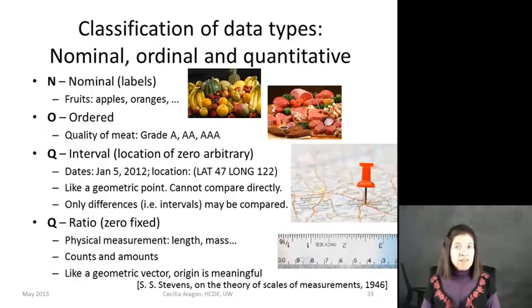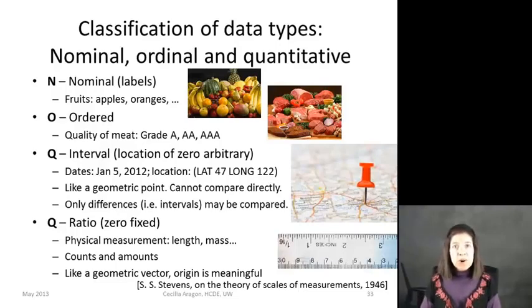Ordinal data has an order associated with it. So for example, the quality of meat might be described as grade A, grade AA, grade AAA. There is an implicit order, so you can clearly say that grade AAA is better than grade AA.